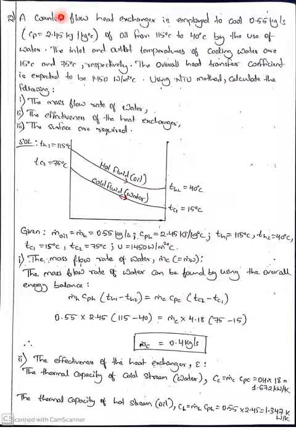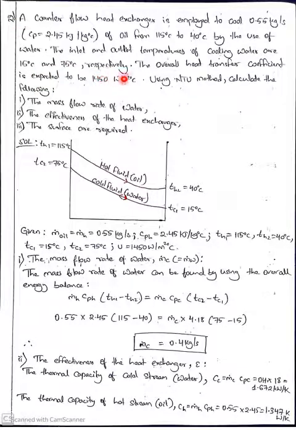So the next one is a condenser, a counterflow heat exchanger. So he has given the type of flow, which is counterflow, is employed to cool 0.55 kg per second. So he has given the mass flow rate, so you have to remember it carefully. Oil from 115 to 40. He has given the temperatures of the hot fluid. The inlet and outlet temperatures of the cooling water are 15 degrees and 75 degrees. So he has given the temperatures of the cooling water.